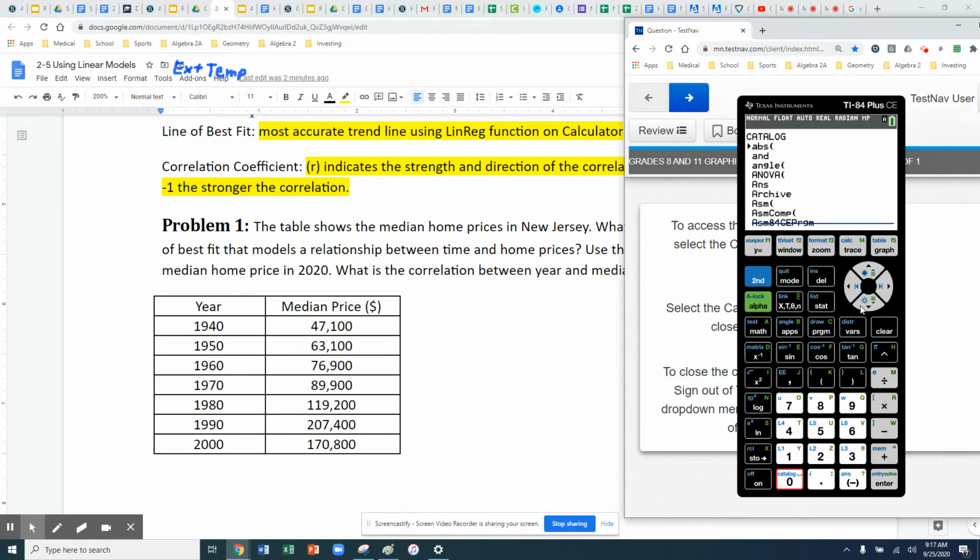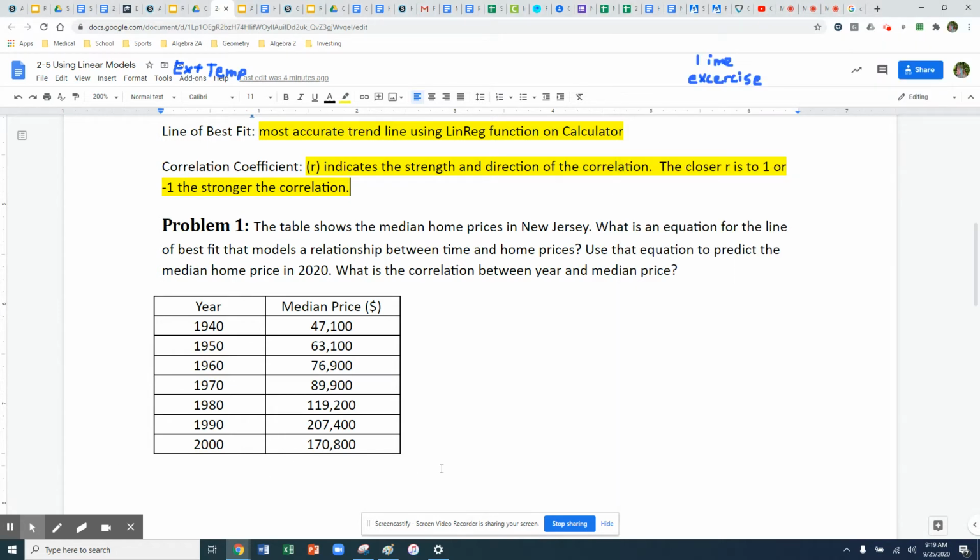We are going to scroll down, or you can just hit any of these green letters. We're going to scroll down to the D's. So you can hit this D to get down to the D's, and we're going to scroll to DiagnosticOn. So this is the one we want, DiagnosticOn. When you hit enter, it'll bring you back to your main screen. DiagnosticOn, hit enter again, and it should say Done. That's going to turn on your r value, your correlation coefficient.